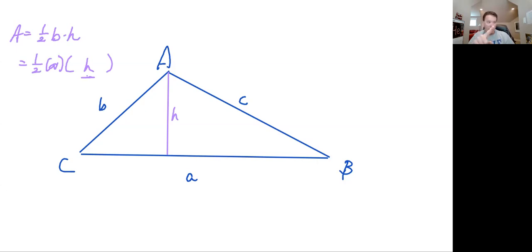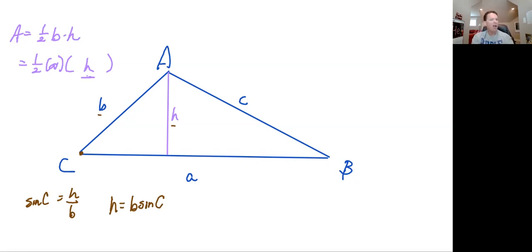Everything else in the triangle is a known value. Angles are known, sides are known. Use sine C. Love it. So if I put myself right here in the corner C, I can say that the sine of C is h over b. Agree with that? Opposite over hypotenuse. So therefore, h equals b sine C.